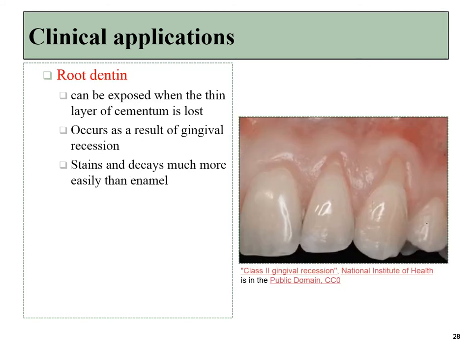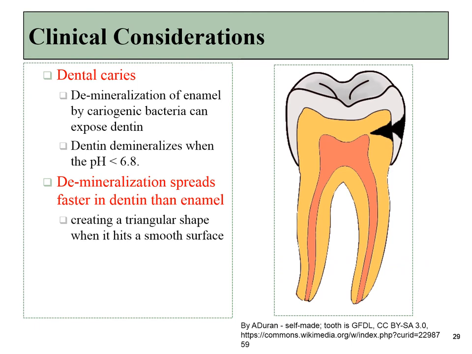When the gingiva undergo recession, this can expose underlying cementum, which is not as tough as enamel. And if that cementum is lost, then we can expose root dentin. And root dentin will stain and decay much more quickly and easily than enamel, because it's a little bit softer. It doesn't have as much of that mineral component. It has a higher organic component. In the case of dentin, that was collagen. And for that reason, dental caries will erode the dentin much more quickly than enamel.